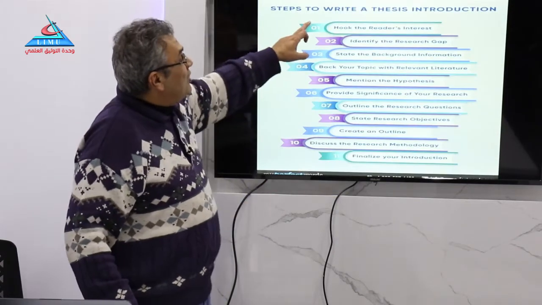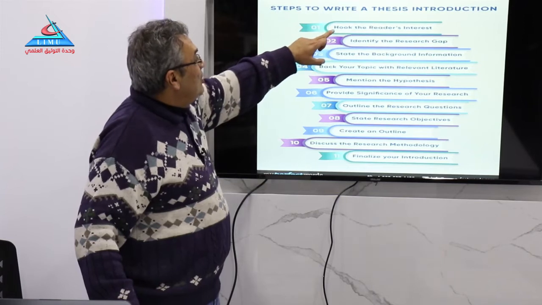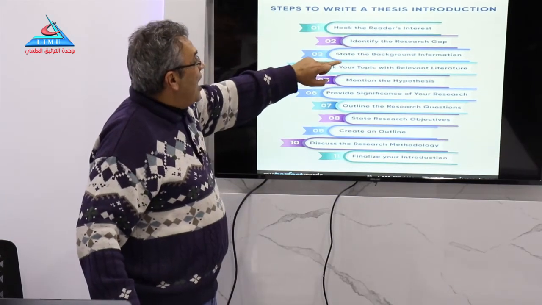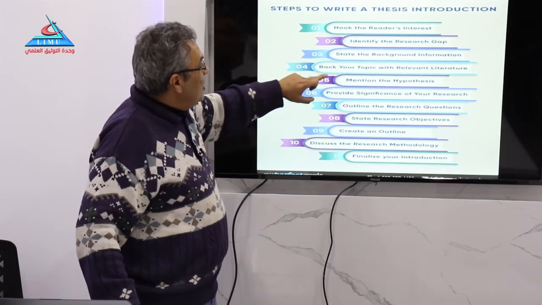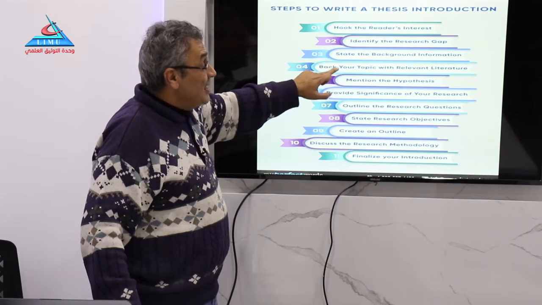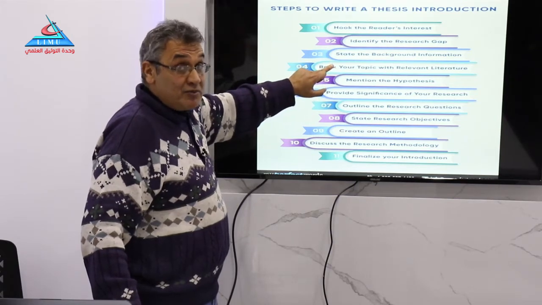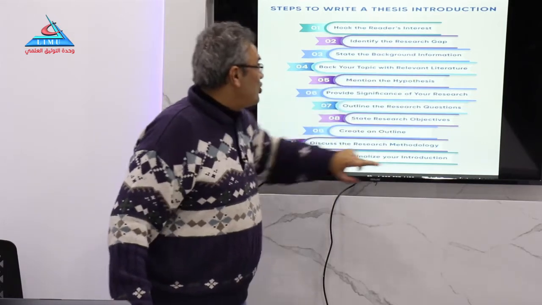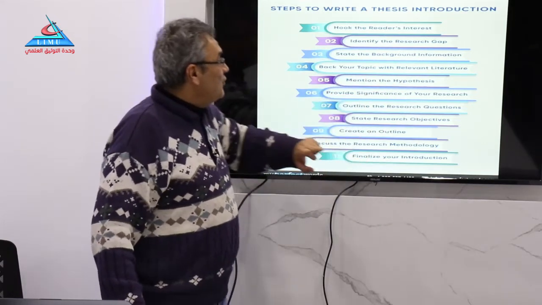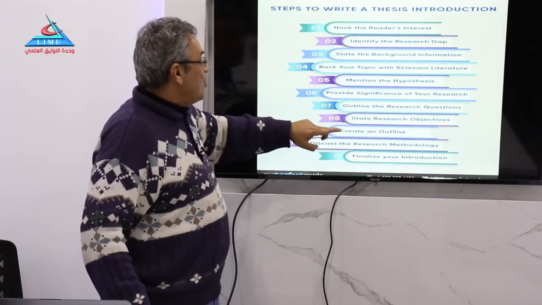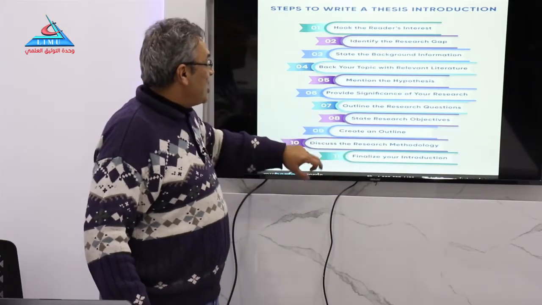Steps to write a thesis introduction: Hook the reader's interest. Identify the research gap. State the background information. Pack your topic with relevant literature. There must be relevant information, nothing random. Mention the hypothesis or research question. Provide the significance of your research; you must give me the importance of this research. Outline the research questions. State the research objectives.